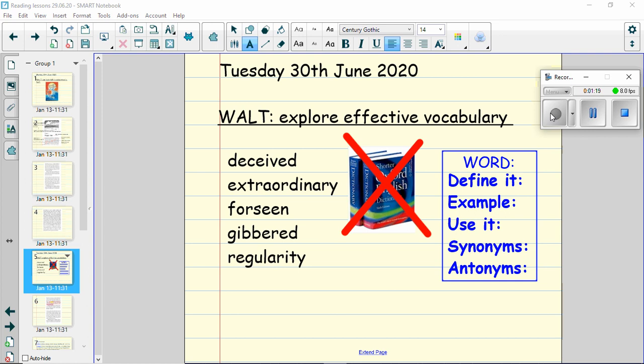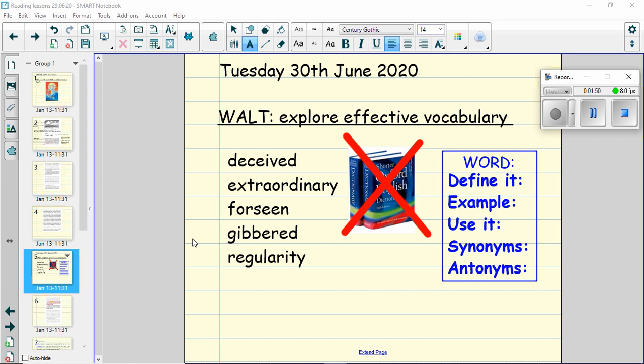Examples, we want you to find the example in the text and write it down. Use it in your own sentence. Synonyms, you know what this means by now, Year 6, words which mean the same or similar, and antonyms, we know that means words which are the opposite. Now, there's not always antonyms. For example, if we're looking at certain nouns, there's not always an antonym, but there are for a lot of other words. Okay, so let's have a look at an example that I have put together for you.